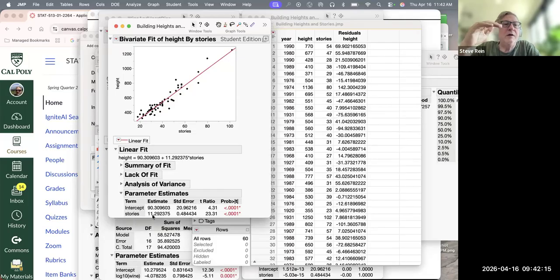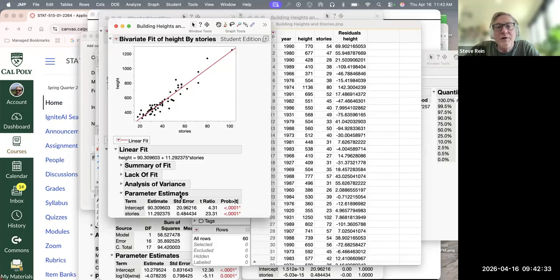extra feet in terms of the height of the building per extra floor that the building has. For each extra floor, we have 10.3 to 12.3 extra feet on average. That's what the slope is telling me, and I can estimate that with a margin of error.